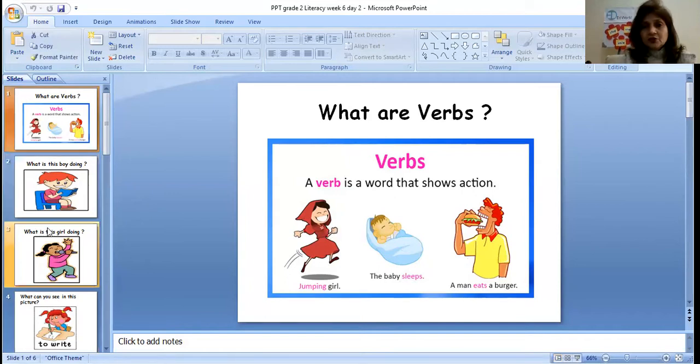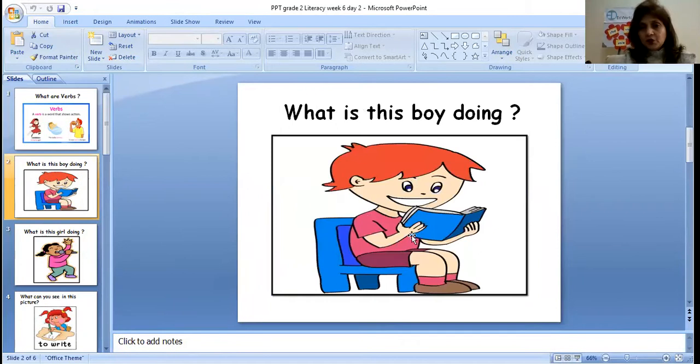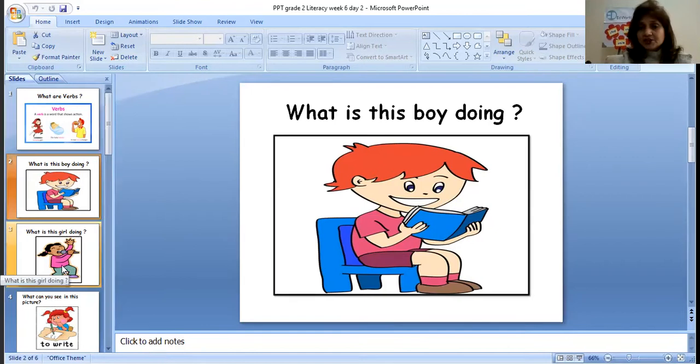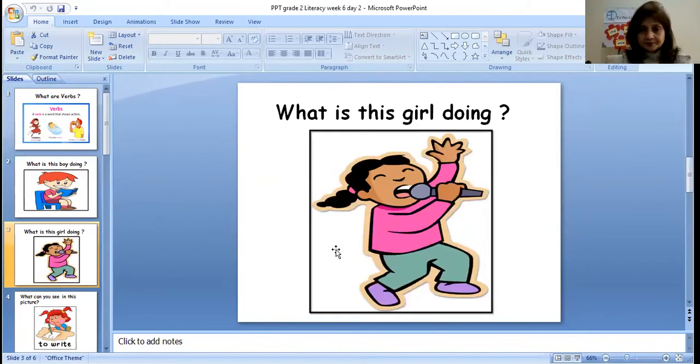Okay. So what is this boy doing? You can see a boy sitting and has a book in his hand. So what do you think he is doing? The boy is reading. Very good. The boy is reading a book. That means he's also doing an action, right? So reading is another action word.